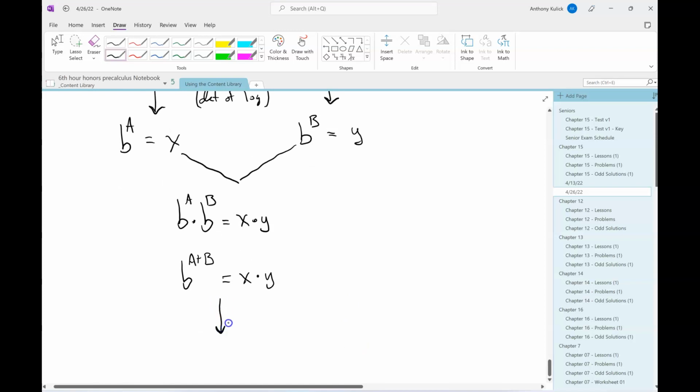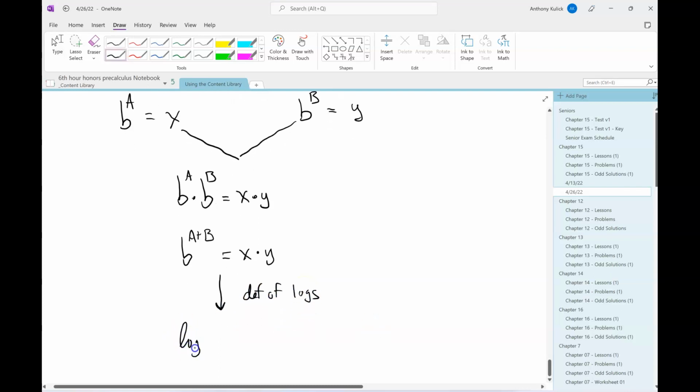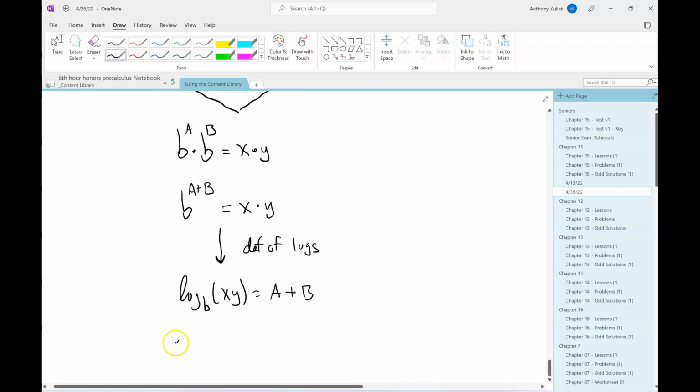What am I going to do with this? Use my definition of a logarithm again. So that gives me log base b of xy equals A plus B. Everybody still doing good? And we're almost done because what is A equal to? It's log base b of x. And what is B equal to? That's log base b of y. So we're done.